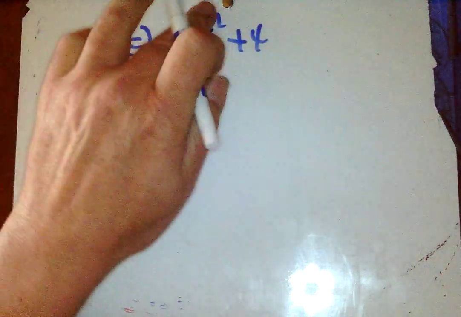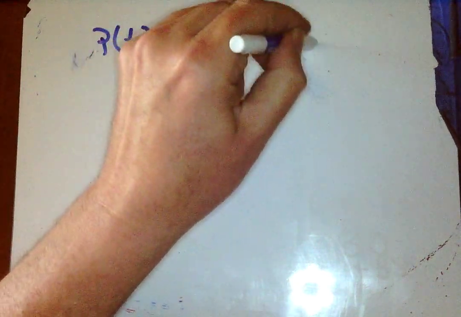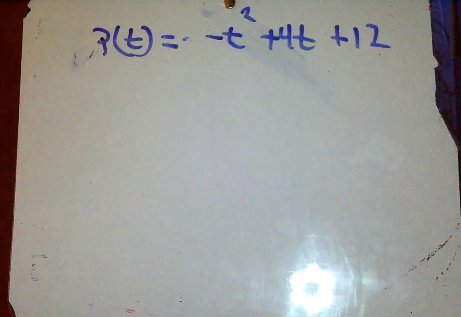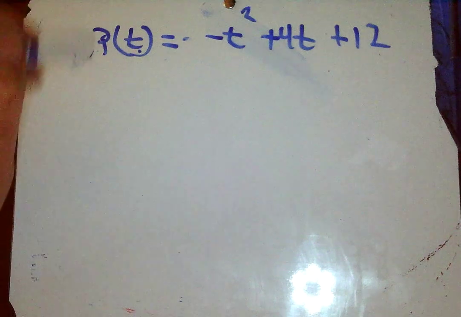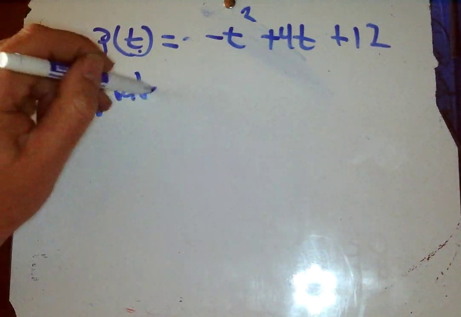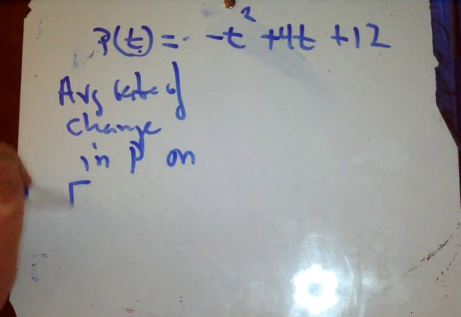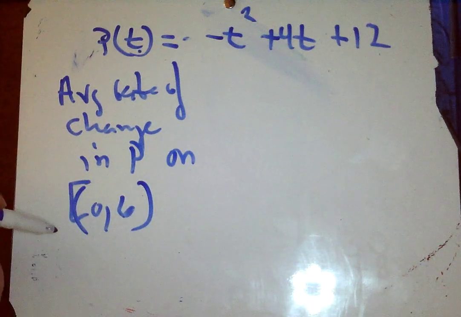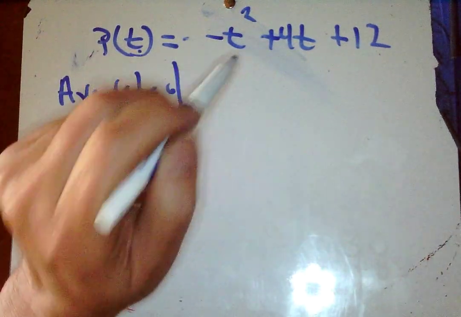I'm still talking about this p of t function, negative t squared plus 4t plus 12. So I have pes per minute as a function of minutes. And I want to know the average rate of change in p on 0 to 6. Well, the average rate of change is the slope of the secant on this graph.